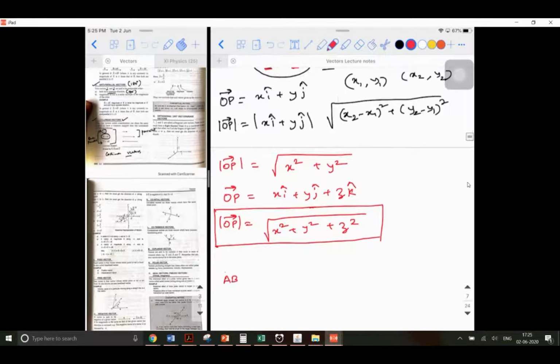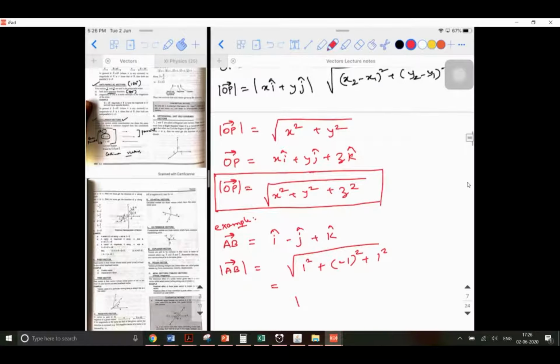Let's say there is a vector AB vector. I have AB vector as i cap minus j cap plus k cap. So what should I do? Magnitude of AB vector will be equal to root of, here what is the value of x? 1. 1 square plus minus 1 square plus 1 square. So this will be equal to square root of 1 square plus 1 square plus 1, so it is going to be square root of 3.